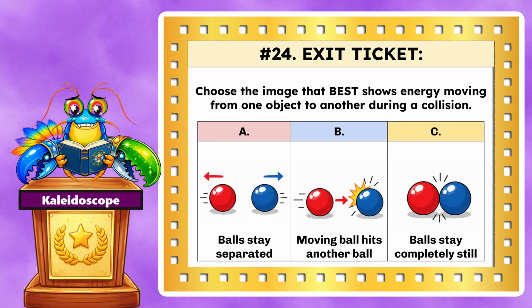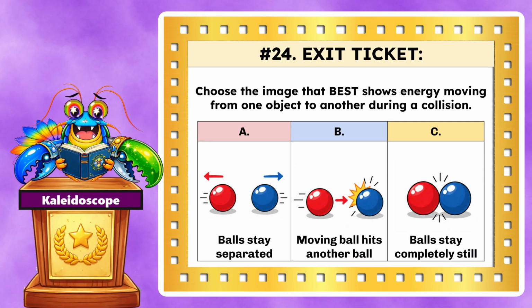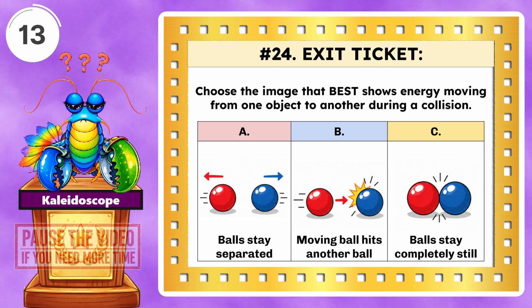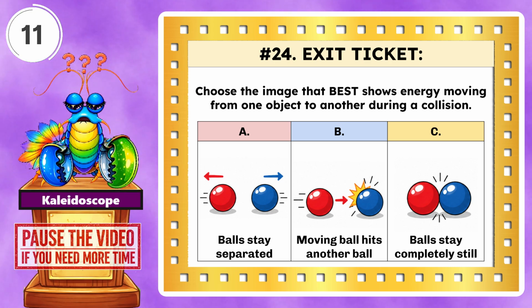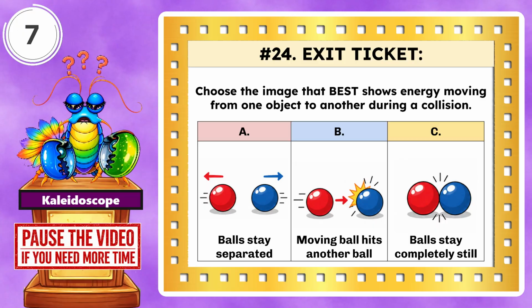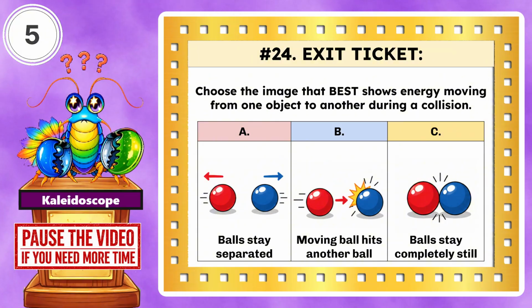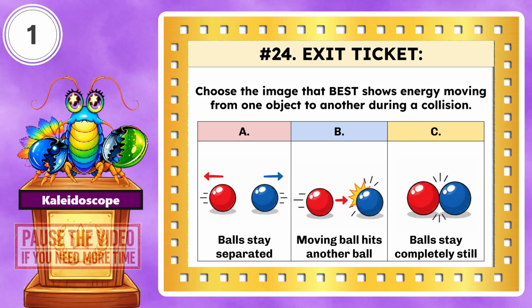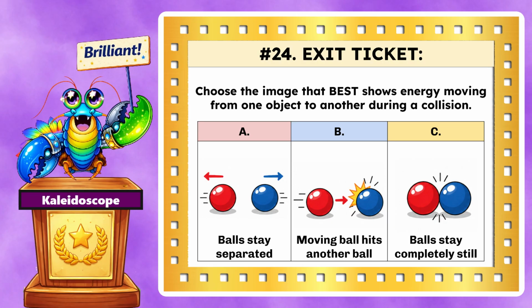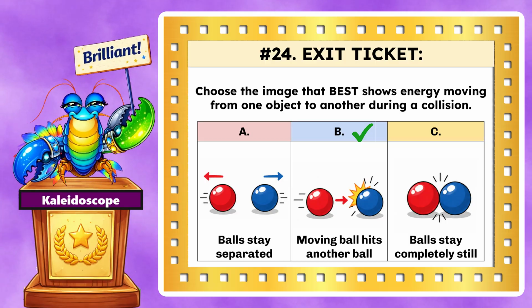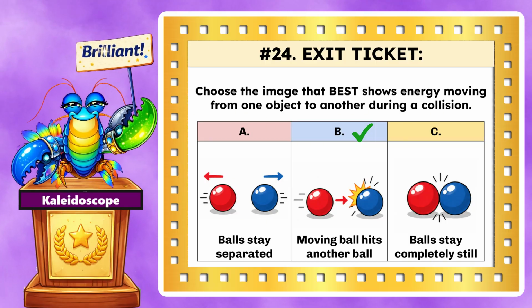Choose the image that best shows energy moving from one object to another during a collision. And the correct answer is letter B. Moving ball hits another ball.